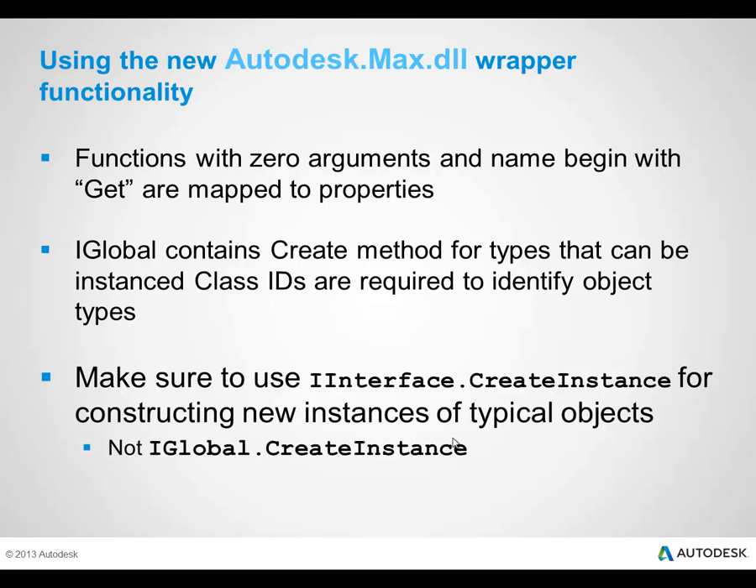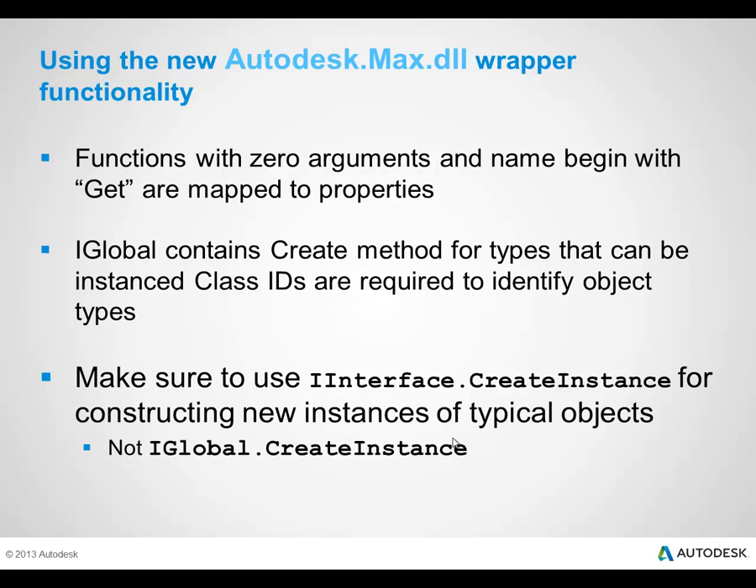We talked about functions with 0 arguments and get are mapped to properties. So that's just a reminder to make sure when you're trying to learn this and you look in the SDK, it may have the name get in front of it. So it's the same API, but it's just named slightly different.